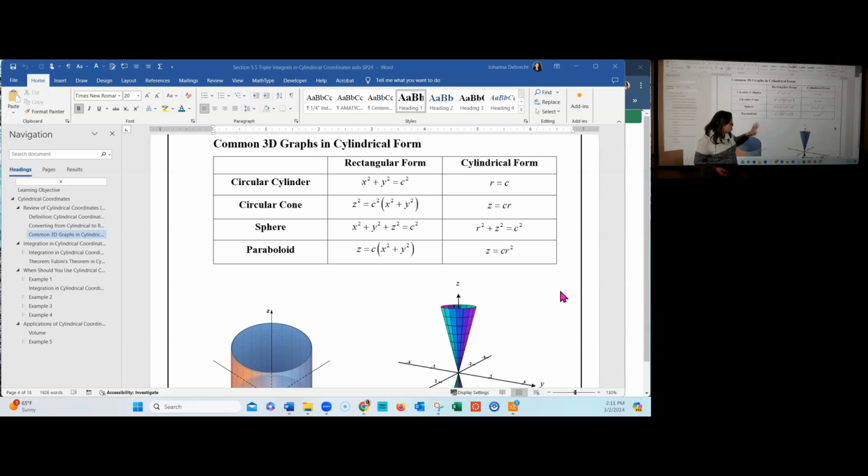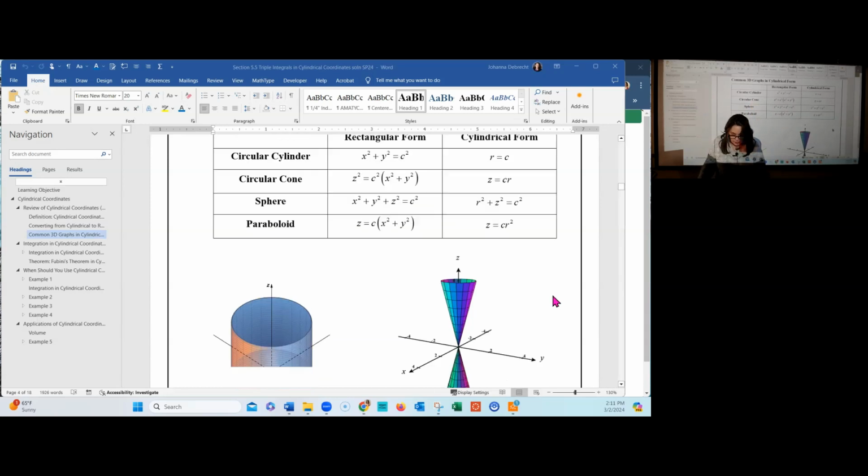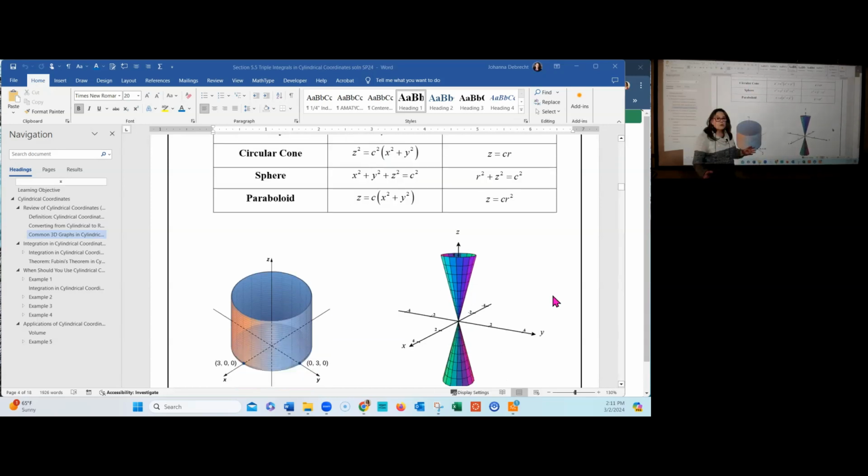Then we can look at a circular cone, which you will see in the image below here. If we're looking at a cone, remember a cone is really a double napped cone. It's sort of what we think of as a cone, two of them touching tip to tip. The equation for a circular cone in rectangular coordinates is z squared equals c squared times the quantity x squared plus y squared. In the cylindrical coordinate system, this becomes z equals cr, some constant times the radius, like 5r. And that will give us this circular cone.